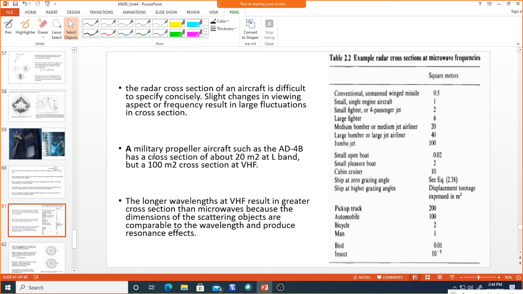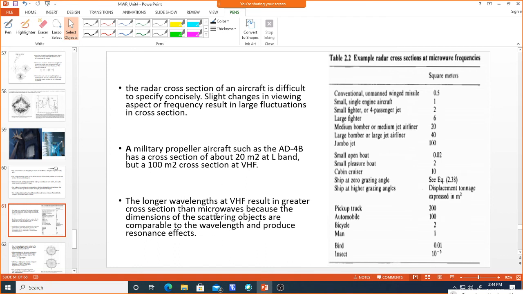As I said, the military propeller aircraft shown here has a 100 meter square radar cross section at VHF and 20 meter square at L band. So with respect to frequency, this RCS will vary. At different frequency bands, based on the transmitted signal, it will vary. The longer wavelength at VHF results in greater radar cross section. You can see here at VHF it is greater compared to L band.